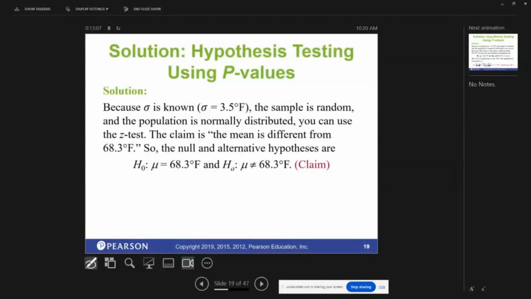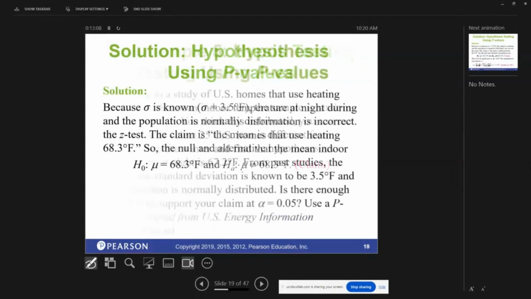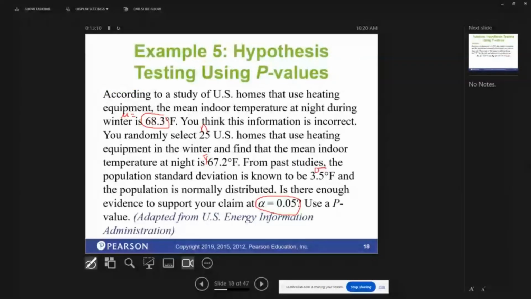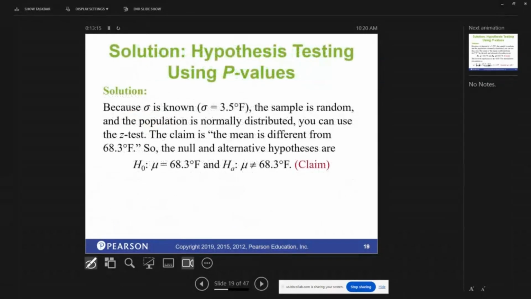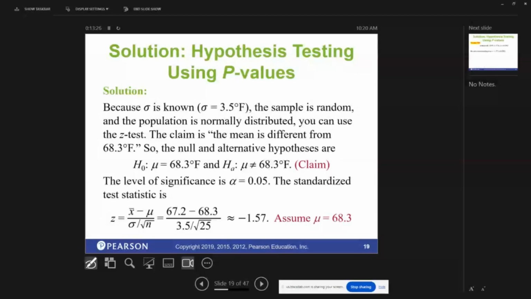Okay, so our claim is the mean is 68.3. So we're going to say H sub 0 is the mean is 68.3, and H sub A would be the mean is not 68.3. And so now we need to find our Z value.